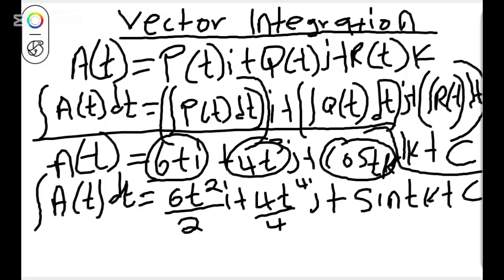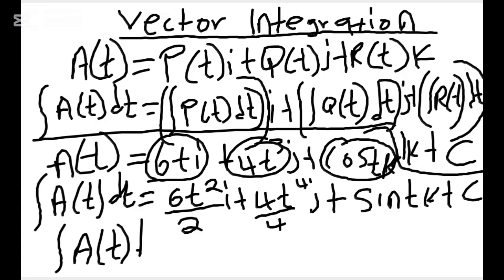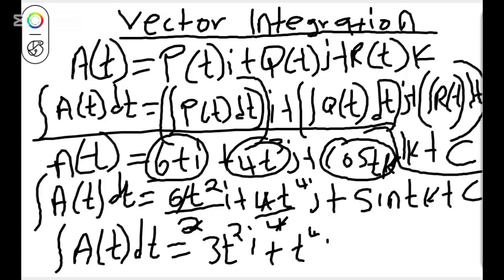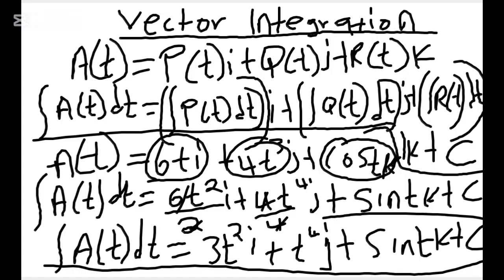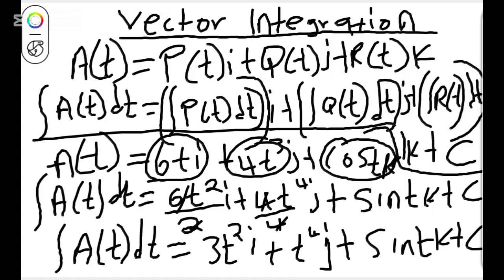So the final solution will now be the integral of A of t dt, which is 6 divided by 2, which gives me 3. So I'll have 3t squared i, and also plus 4 will go with 4, leaving only t to the power 4 for j. Also plus sine t k plus C. So this is the final solution to today's vector integration question.